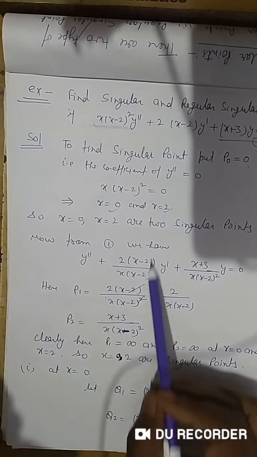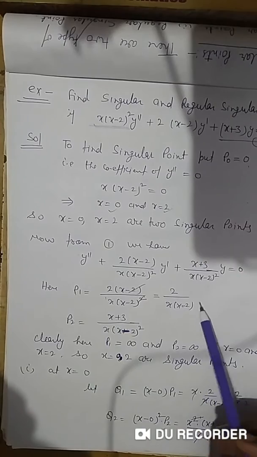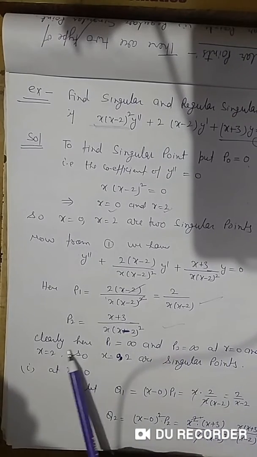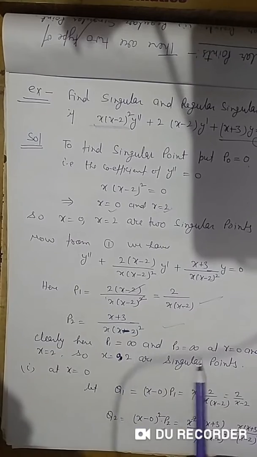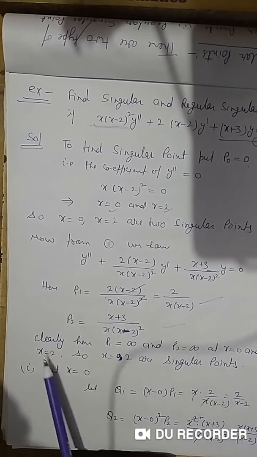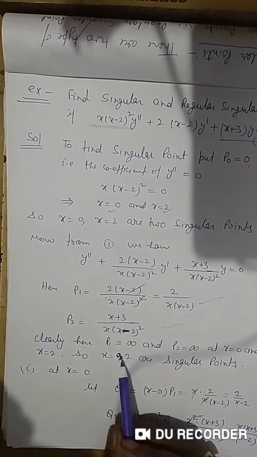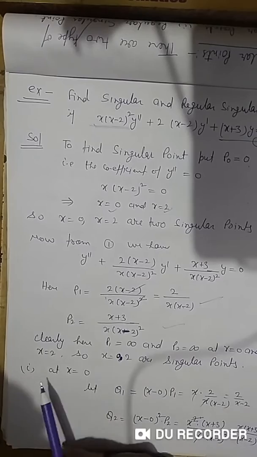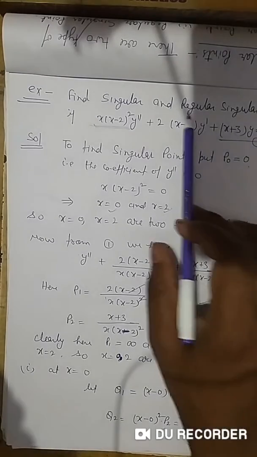This is p1 and this is p2. Now clearly here p1 is infinity and p2 is infinity at x = 0 and x = 2, so x = 0, 2 are singular points. Okay, however we have to find which of these are regular singular points.